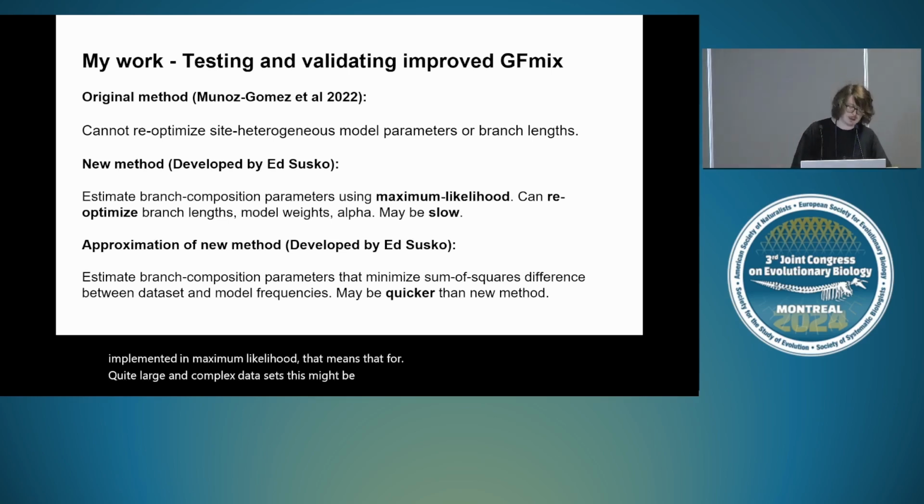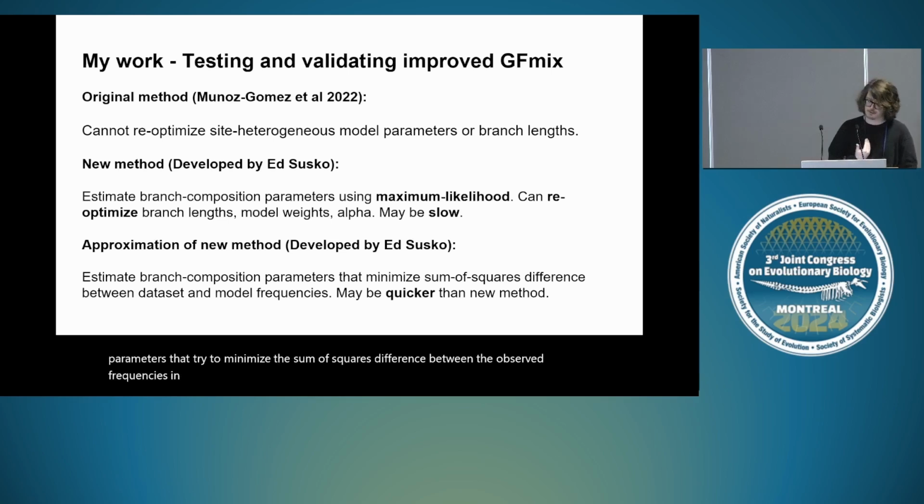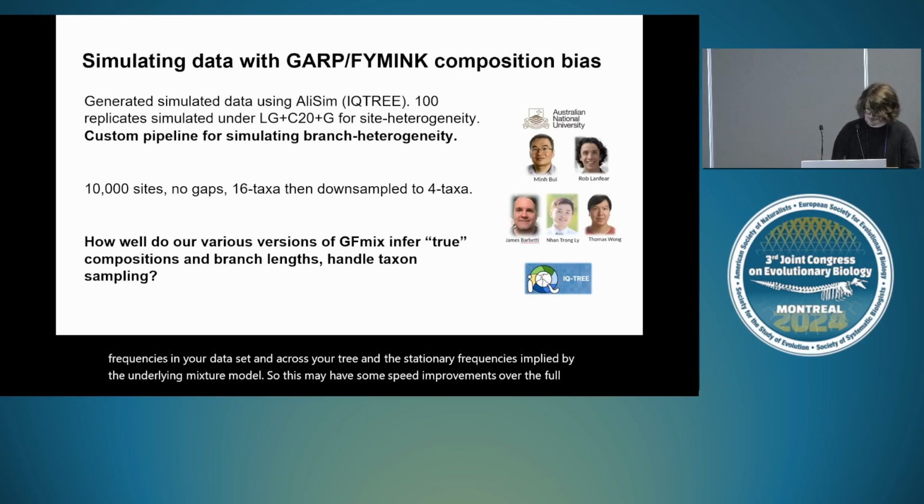Because it's implemented in maximum likelihood, for quite large and complex data sets this might be quite slow. So what we're also looking at is an approximation of this new method, also developed by Ed, which doesn't do reoptimization of model parameters, but it does estimate branch-specific composition parameters that try to minimize the sum of squares difference between the observed frequencies in your data set across your tree and the stationary frequencies implied by the underlying mixture model. So this may have some speed improvements over the full version.